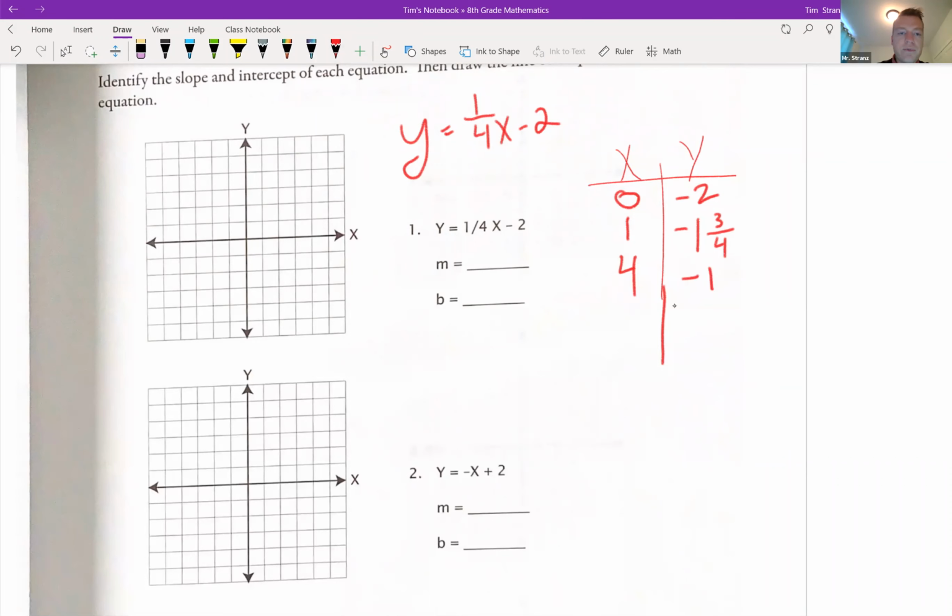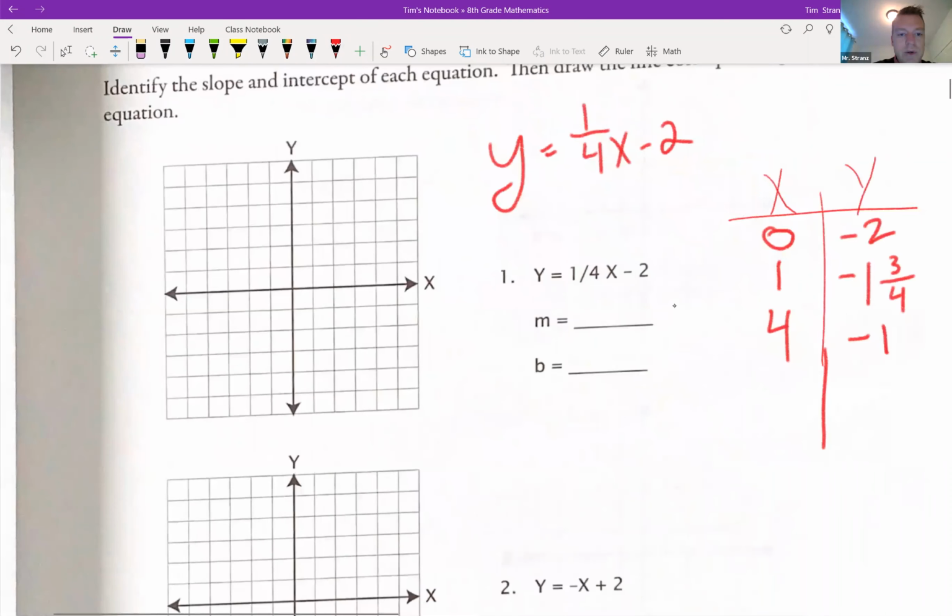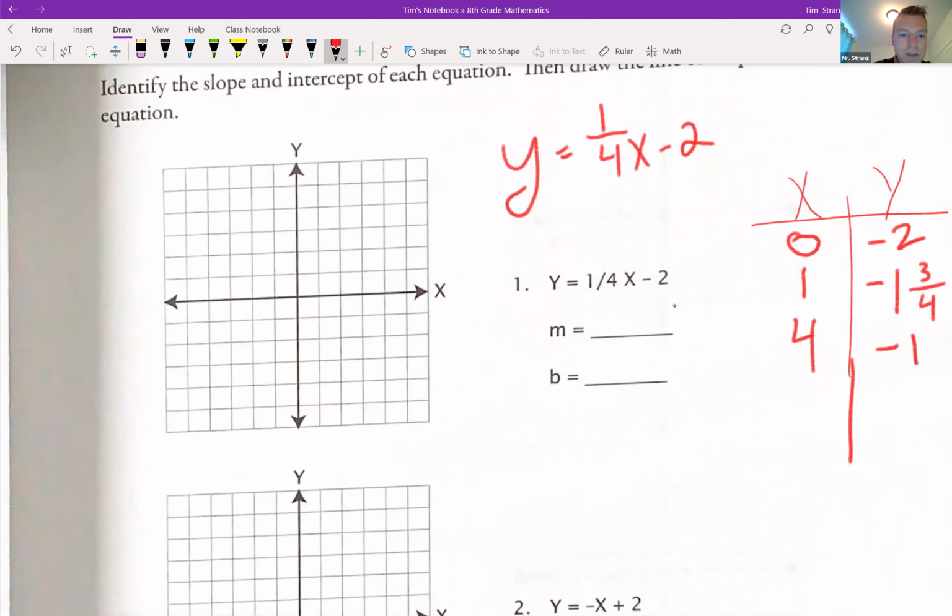Okay, so I'm going to go ahead over to my graph and I'm going to plot these points. So I got 0, negative 2, so 0, negative 1, 2 right here. I got 1, negative 1 3/4, so 1, negative 1 3/4. It's going to be like right about here. And I got 4, negative 1. So if I go over 1, 2, 3, 4, down negative 1. Okay, here is my line. It's going to look something like that.